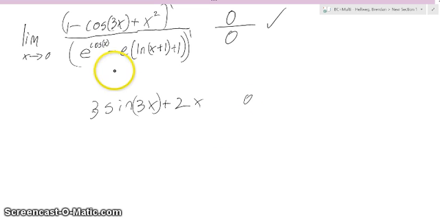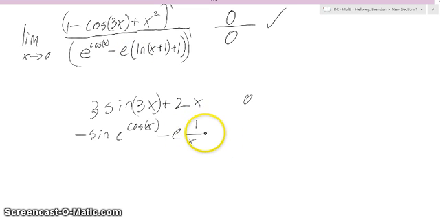And then e to the cosine x by the chain rule is going to be minus sine x e to the cosine x, minus e, because that's just multiplication, times 1 over x plus 1, and I just distributed, and we can ignore that plus 1 in this case.